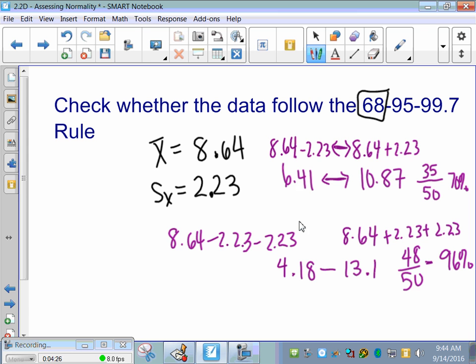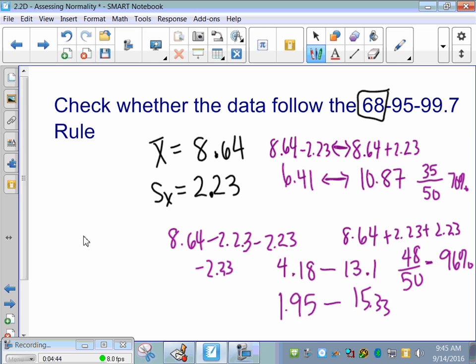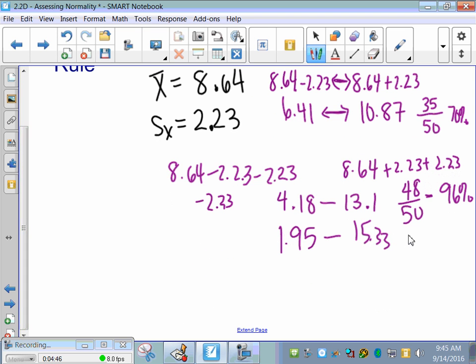And our final one, we would subtract another 2.23, right? We'd go 3 standard deviations below, and we'd get 1.95. And we'd add another 2.23 over here, and we'd get 15.33. And let's see, all of our data falls in between 3 standard deviations. That's 50 out of 50 states, so 100%.